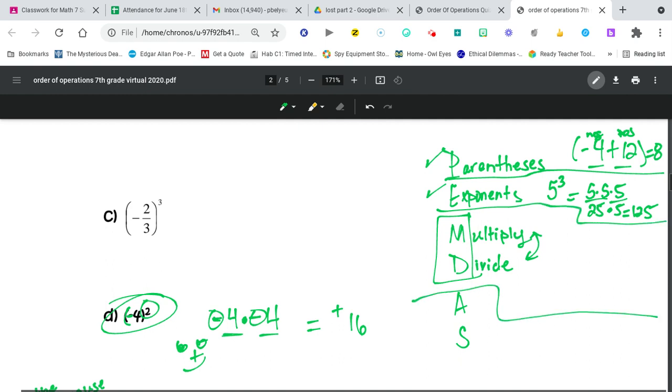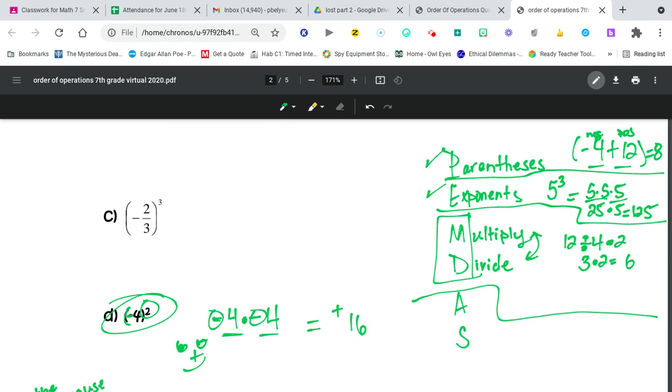Okay, so for this one, suppose in your problem you had 12 divided by 4 times 2. Well, in this particular case, you would divide before you multiply because division comes before multiplication in this problem. So you do the one that comes first in the problem. So it's 3 times 2, which would give us 6.